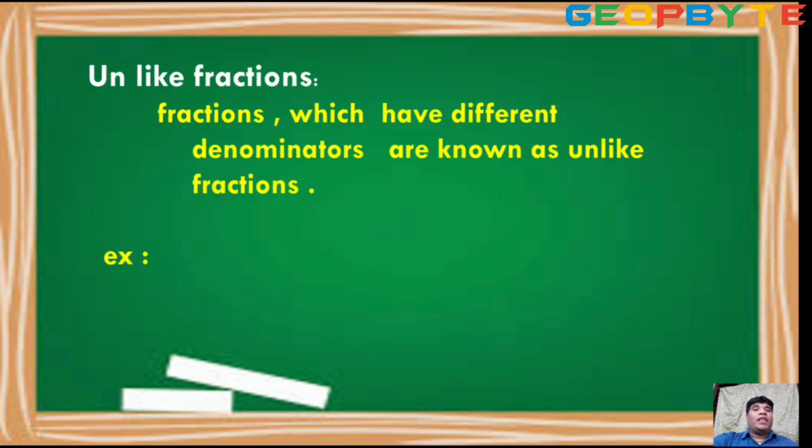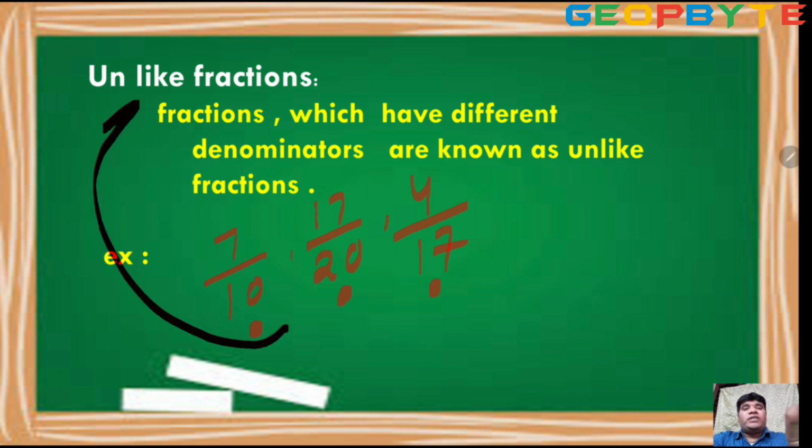Next, unlike fractions. Fractions which have different denominators are known as unlike fractions. 7 by 10, 17 by 20, 4 by 17. Here the denominators are different, so these are called unlike fractions.